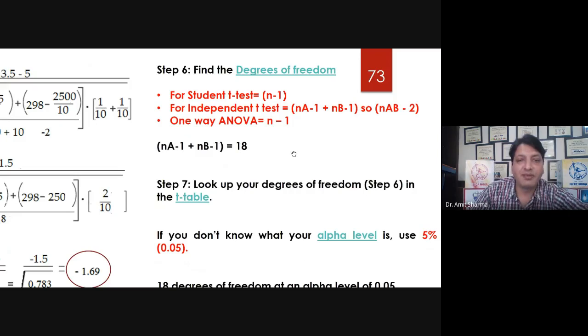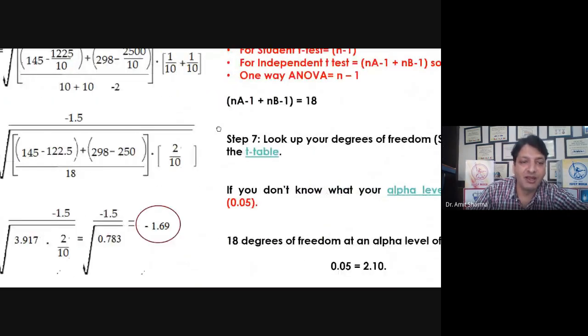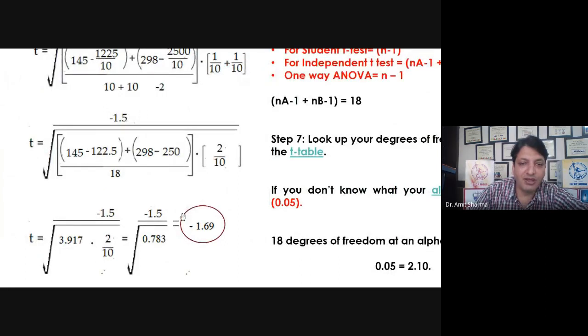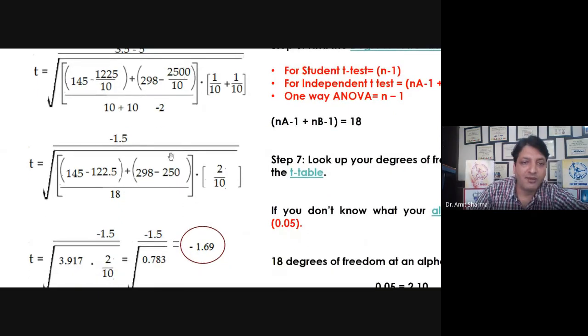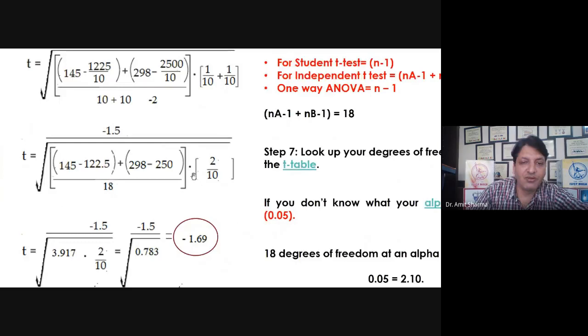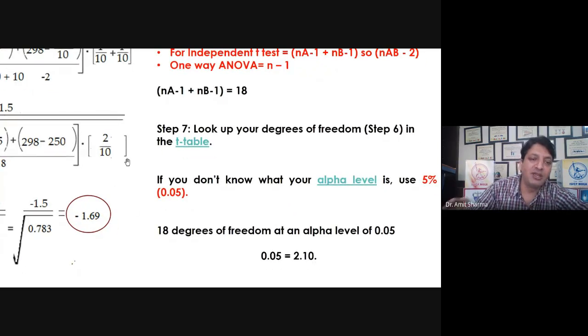So in step number 7, we have to look at the table. See, if you proceed with the calculation, we have found the t value, which was found to be minus 1.69. So this is the t score which we have calculated through this formula. So you have to apply math; it's a simple calculation only. This t score which we have got, that is minus 1.69, we are going to compare with the test value which we are going to take from the table.